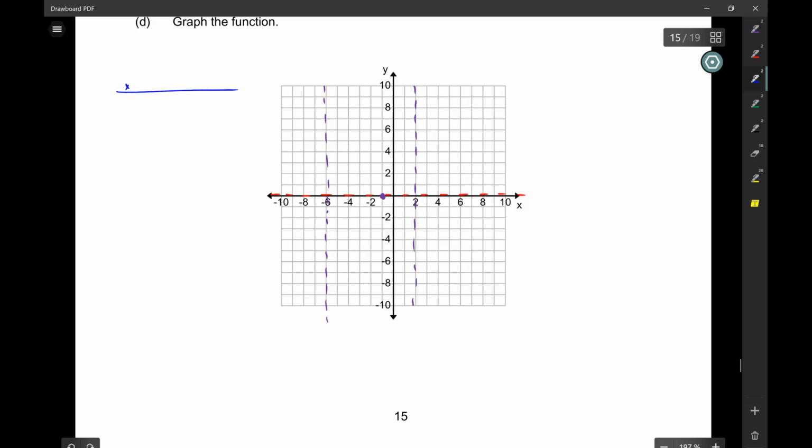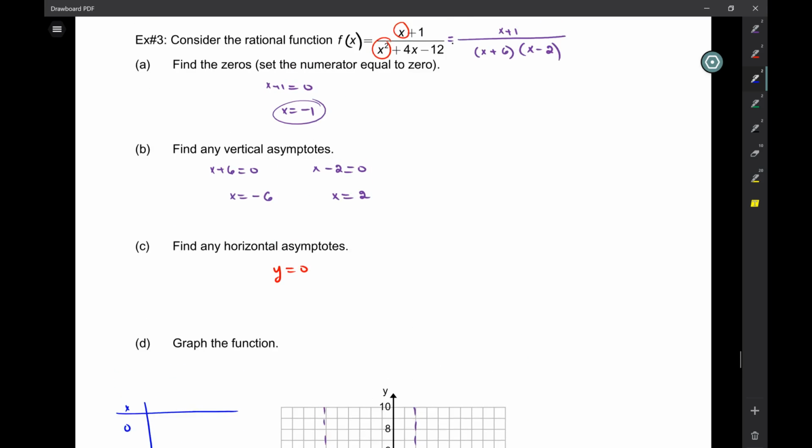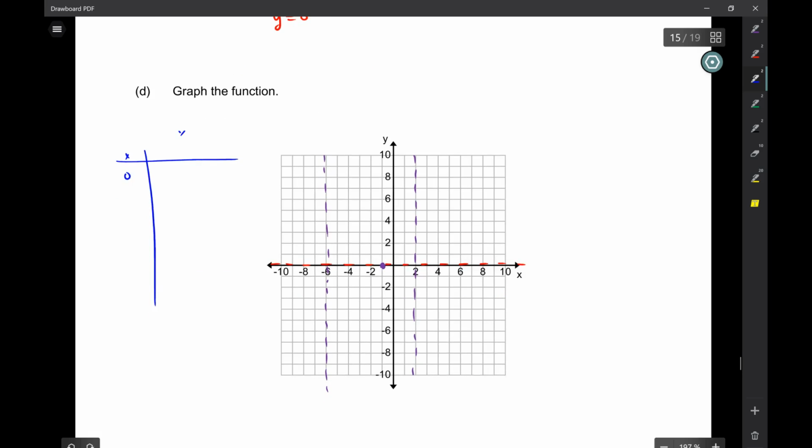So x, we could do 0. And then f of x was x plus 1 over x plus 6, x minus 2. So when I put in 0, I have 1 on top, 6 times -2 on the bottom. How much is that? -1 over 12, which means it's way over there somewhere. Okay? Just for funsies, let's do -2.